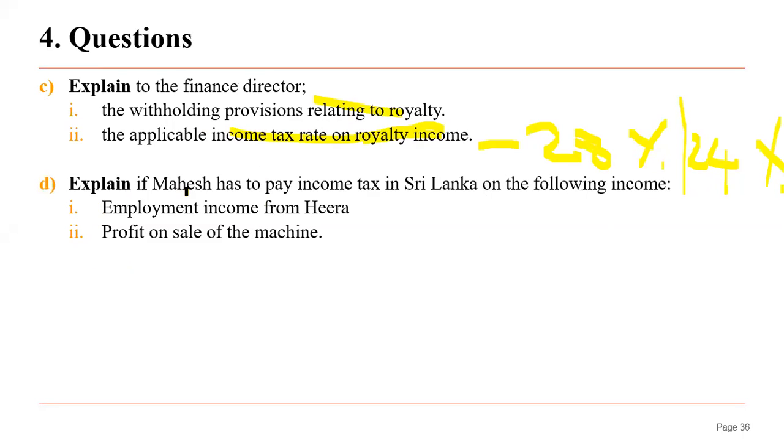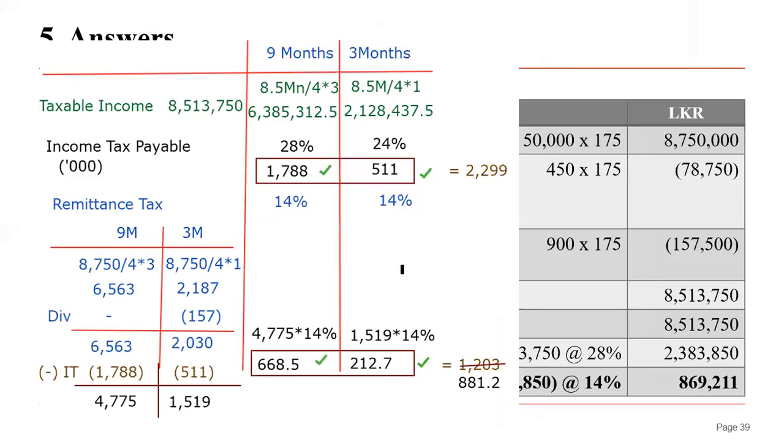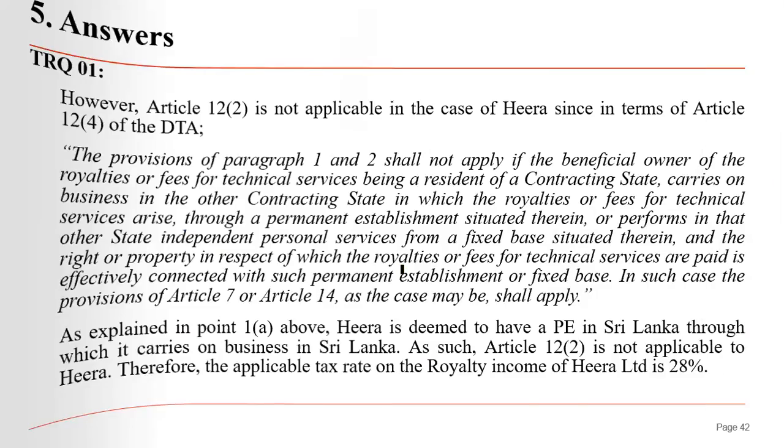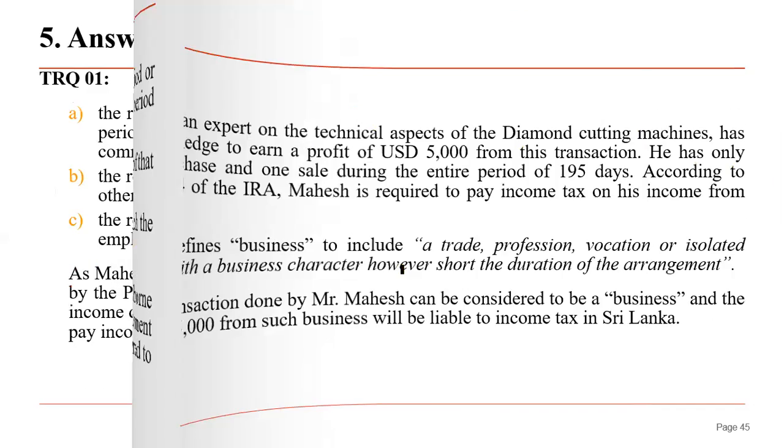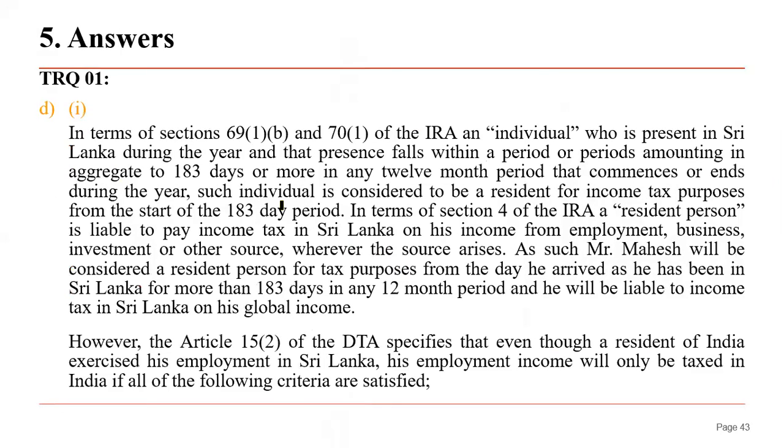Then they ask whether Mahesh has to pay income tax in Sri Lanka on the following income: employment income of 3,000 and 5,000 from the sale of a machine, in USD. Explain whether Mahesh has to pay income tax. We'll go through it one by one as an individual, because I chose this question; a company is also covered, and an individual is also covered. In terms of Section 69(1)(b), it says how to determine the residency of an individual. We discussed that part in detail when we did the theory part.